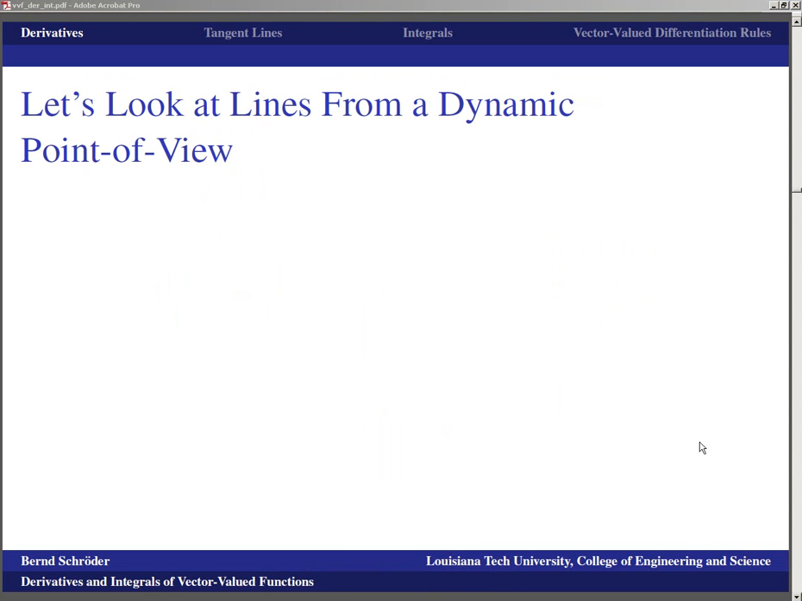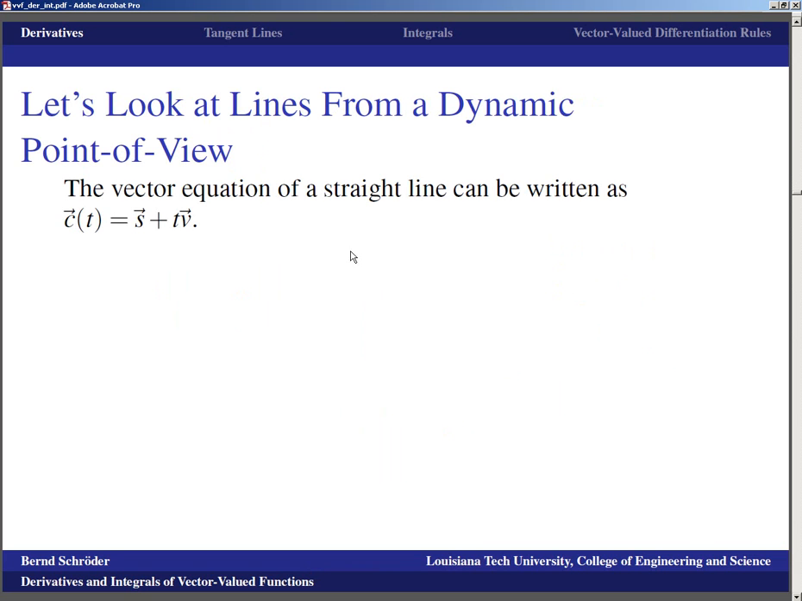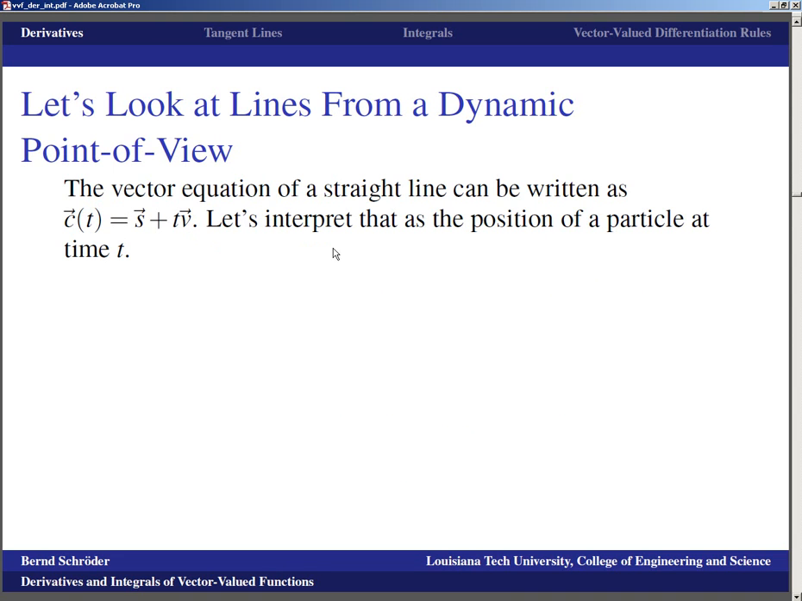Okay, so now that we have derivatives, we can also revisit the equation of a straight line and look at that from a dynamic point of view. And when we do that, we realize that the vector equation of a straight line can be written as c of t being s plus t times v. And we can interpret that as the position of a particle at time t. And when we do that, then c of 0 is s, so s is the initial or starting point, right? So that is where we're beginning the observation of the particle, if you will.